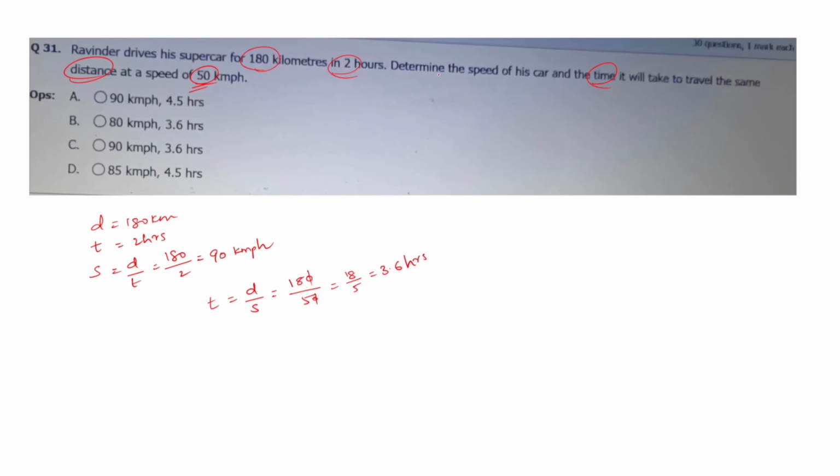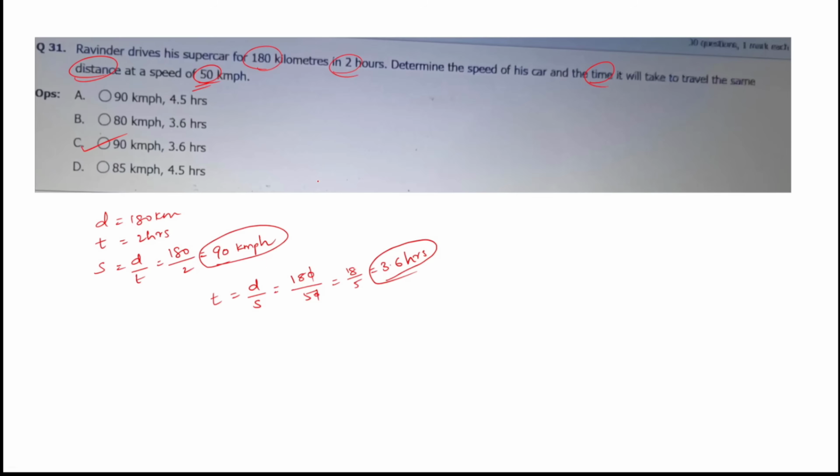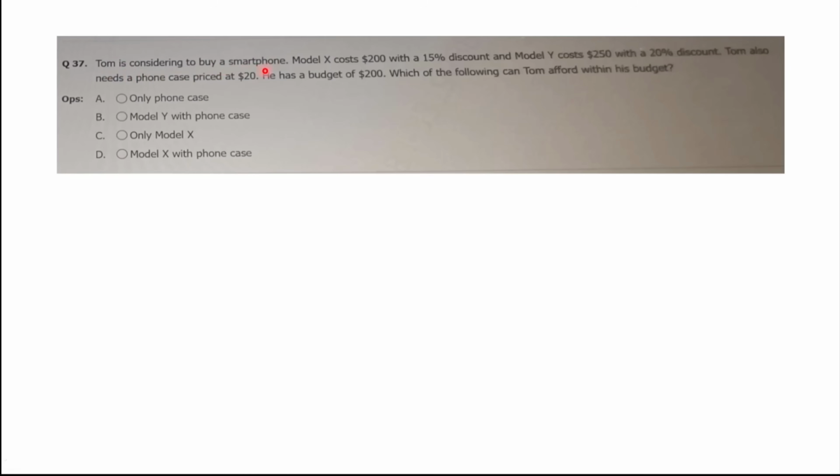In the question they asked about the speed of the car and also the time. So the speed is 90 km per hour and the time is 3.6 hours. We need to select the option according to the answer. From these options, the correct option is option C. Like this, we need to solve the questions, and this question is from the topic speed, time and distance. Let's see the next question. Tom is considering buying a smartphone.